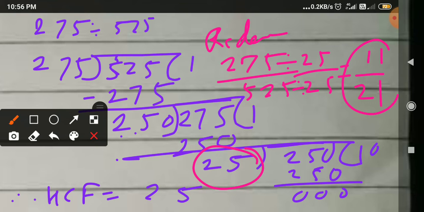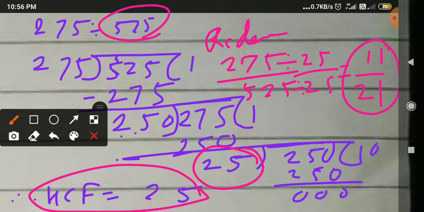So the reduced form is 11 upon 21 and the HCF is 25. Okay, so this is the question. The second question we have completed now. Now note this down, all of you, and check your answer. One correction: I told you 520, but instead of taking 522 that I gave you in the question, replace that number with 525.